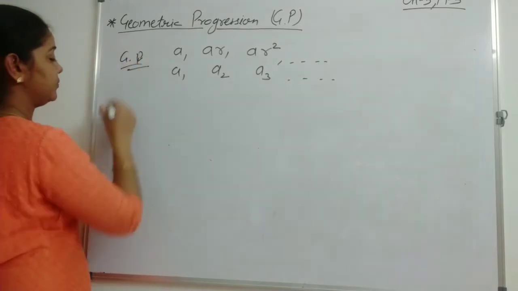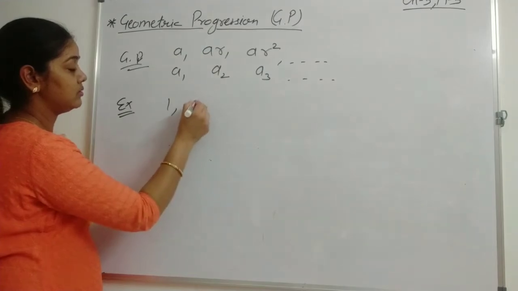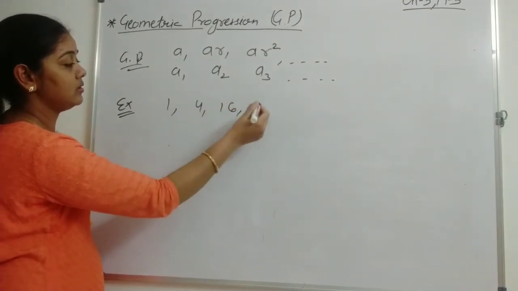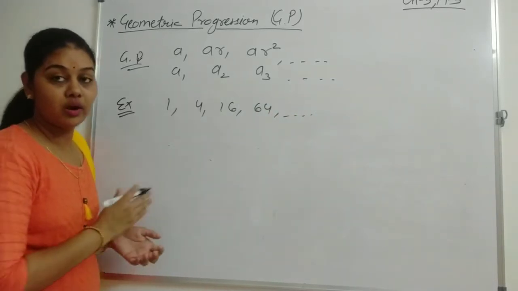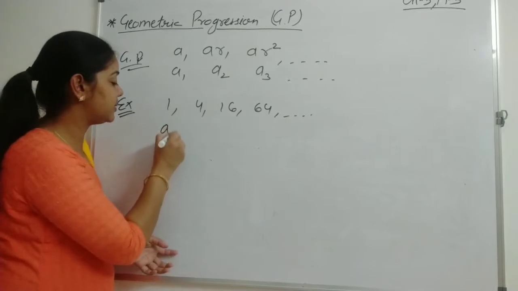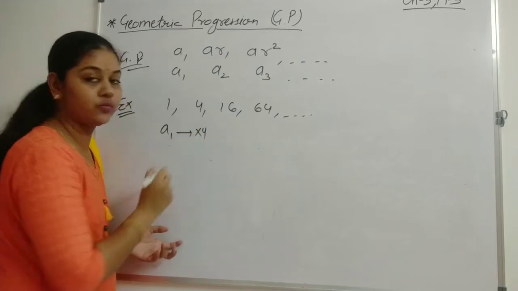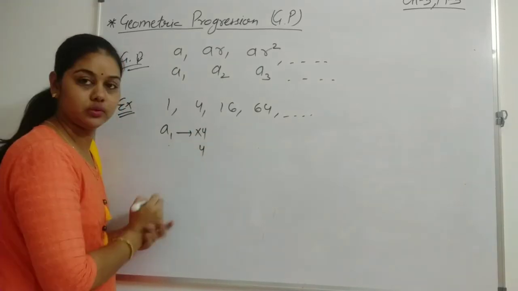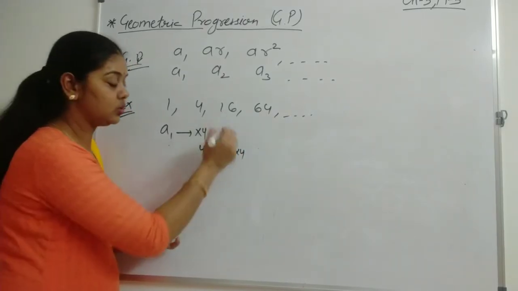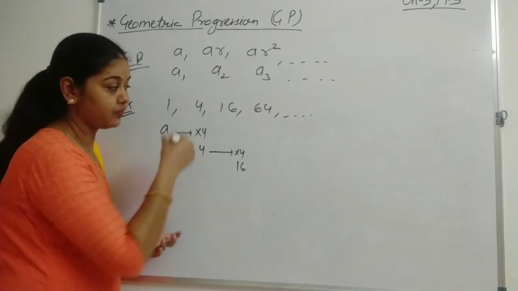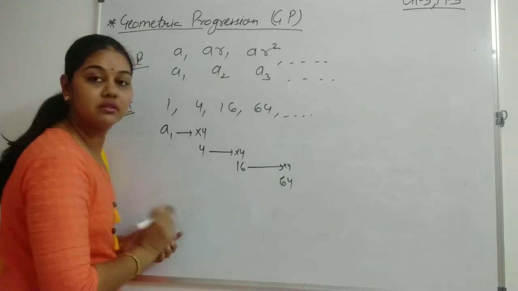For example, let us say I am given 1, 4, 16, 64 and so on. What have we done here? My first term is 1. I got the second term when I multiplied by 4. That is 4. To get the third term, I again multiplied by 4. So that's why I got 16. Again multiplied by 4, I got the next term.